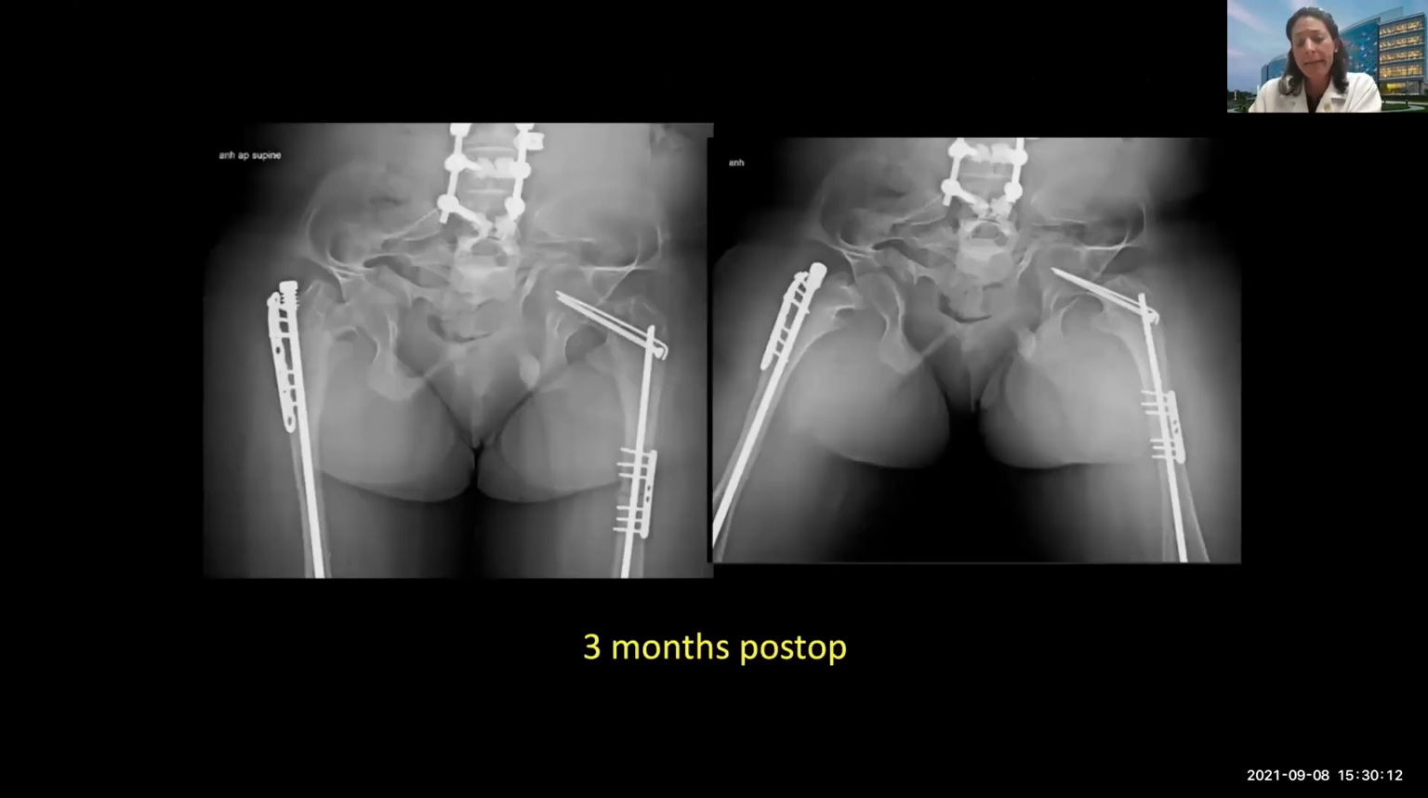And again, these can take time to heal. At 3 months, clinically, she was feeling well, and you can still on x-ray make out a little bit of a fracture line there. We think that sclerosis certainly affects the healing time.